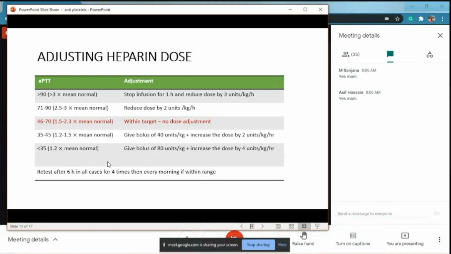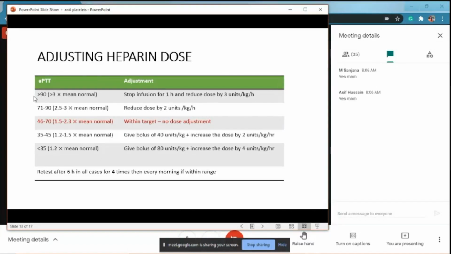So first, let's focus on the one I highlighted with red. If the APTT is 46 to 70, okay, so let's start from there. That means we don't need adjustment. The patient is within the target, no dose adjustment. So we are clear about that. Again, if the APTT is 46 to 70, we need no dose adjustment.